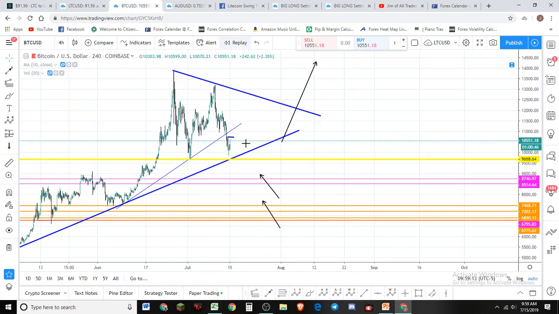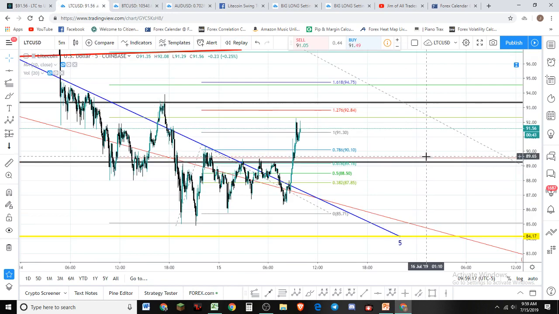Okay, my bias is it's going to come back down, but we're going to wait and see. I want to keep myself neutral. We'll react to the market.